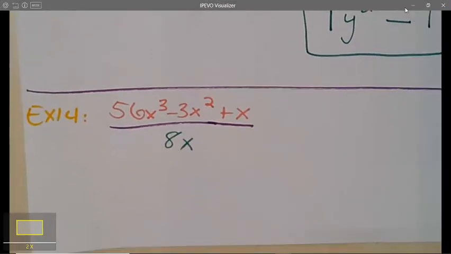Okay, our last dividing problem. Let's knock this out of the park. So again, if you are understanding what you're doing and you want to try 14 on your own, I say go for it. Otherwise, you can just follow along.